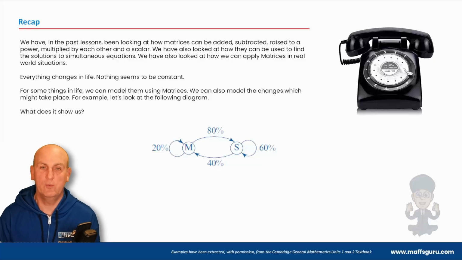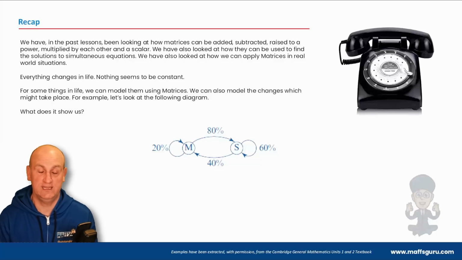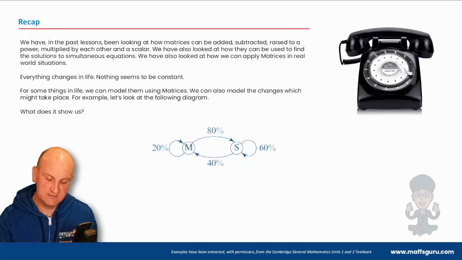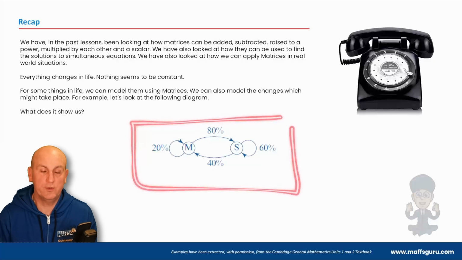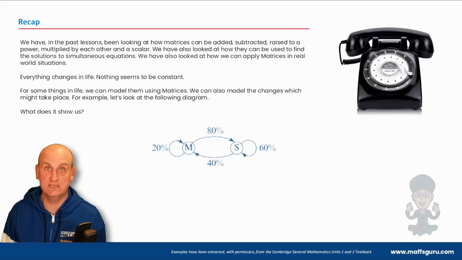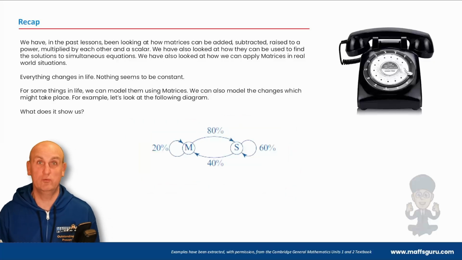Anyway, so nothing in life is constant. Things always change. And I've got examples coming up in later videos, right? So if we can model them with matrices, that is awesome. But before we get there, let's look at this particular diagram here. What on earth does this mean? Well, actually, believe it or not, this is a pictorial representation of something in real life.